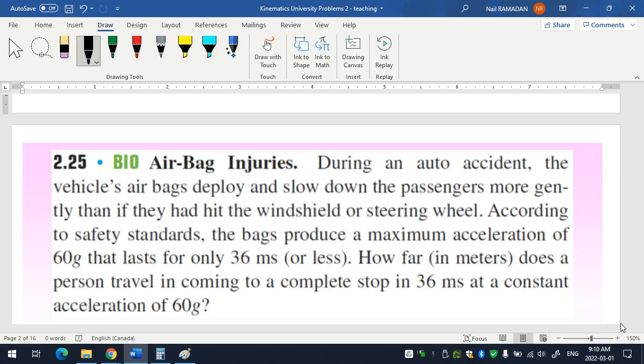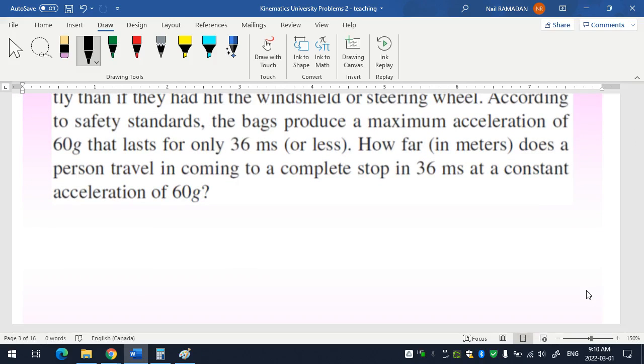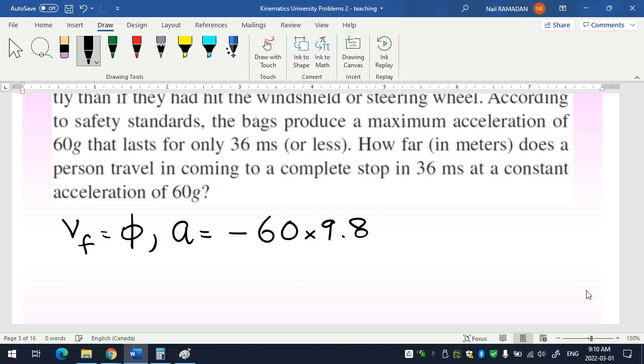Okay, so let's put in the values. VF is how much? 0 meters per second. Acceleration: should we put it as 60 G or negative 60 G? Everyone, remember, you are not speeding up, you are slowing down. When you lose speed, are you really accelerating or decelerating? So are you positively accelerating or negatively accelerating? That's why your A has to be negative 60 G. So negative 60 times 9.8.